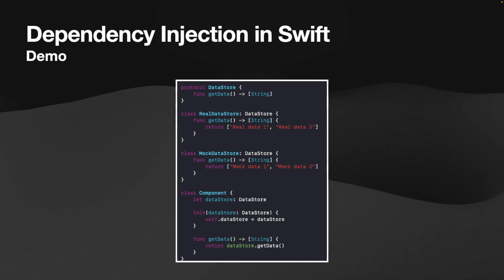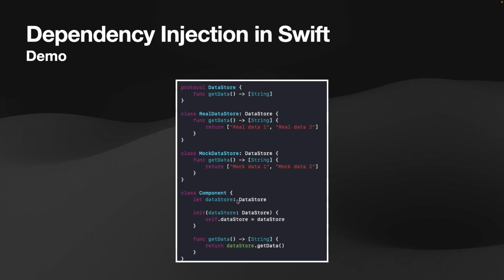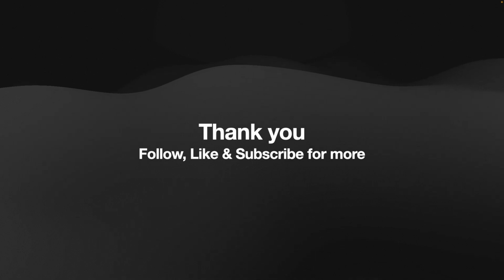This allows us to easily switch between the real data store and the mock data store without changing the component code. So by using dependency injection, we can make our code more flexible and easier to maintain, as we can change or replace components without affecting the rest of the code. So here are all the basics of MVC, MVVM, and dependency injection. Feel free to rewatch or pause to think a bit more on these topics, because they will come in real handy in your programming career.